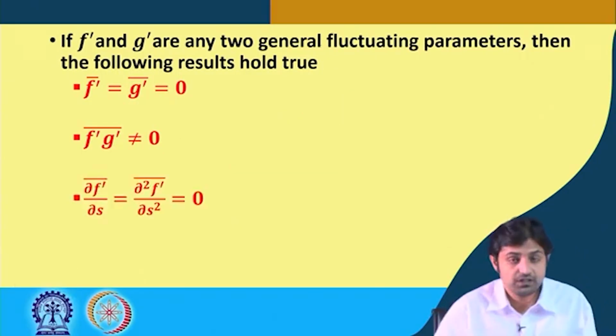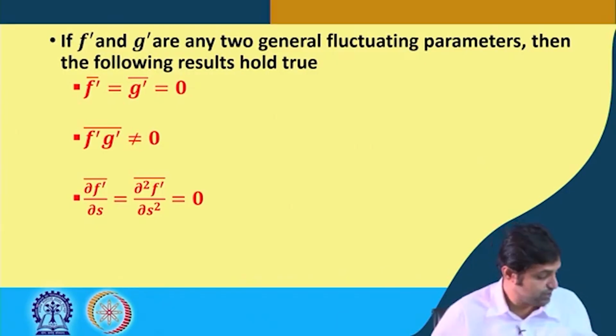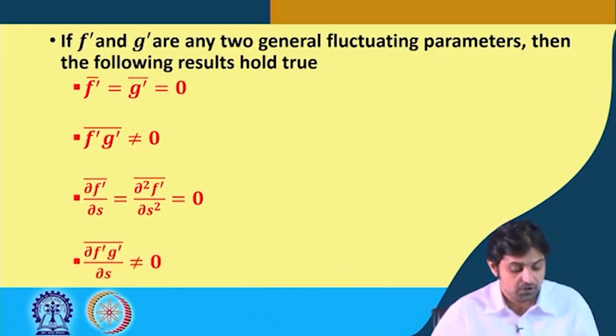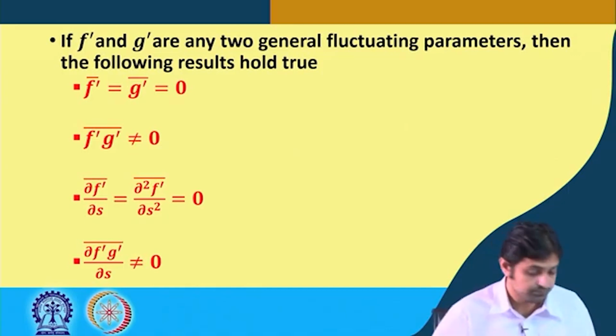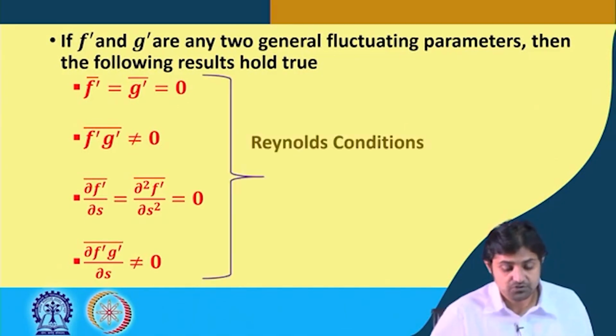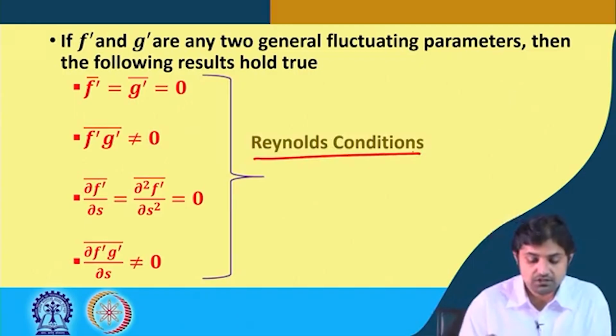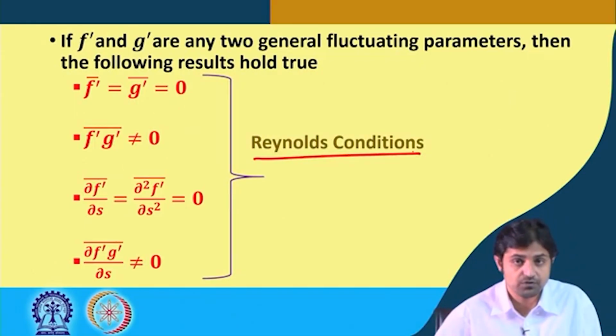Alright. The third is del F prime. So the first differential and also the second differential of the fluctuation, if we take the whole bar, is equal to 0. Also if we multiply both the fluctuations F prime G prime and take the differential and average it, it will not be equal to 0. Alright. So these are called the Reynolds conditions. This we have already seen before.